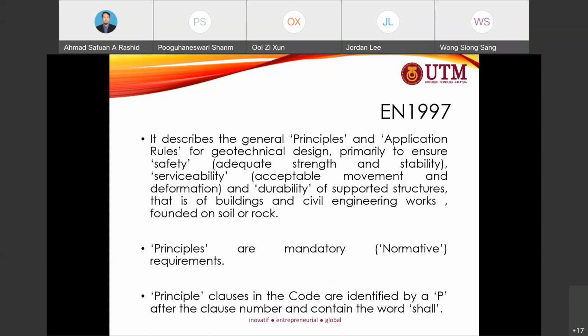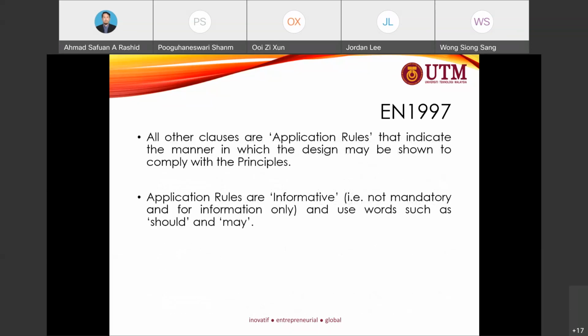As I've mentioned previously, principles are mandatory requirements. Principal clauses in the codes are identified by a P after the clause number and contain the word shall. All other clauses are application rules that indicate the manner in which the design may be shown to comply with the principles. Application rules are informative, not mandatory, and for information only, and use words such as should and may.